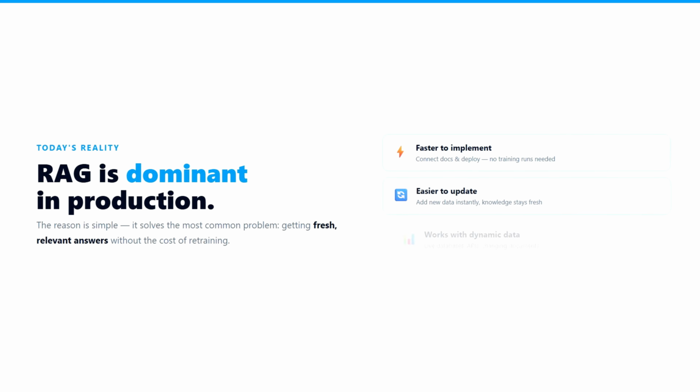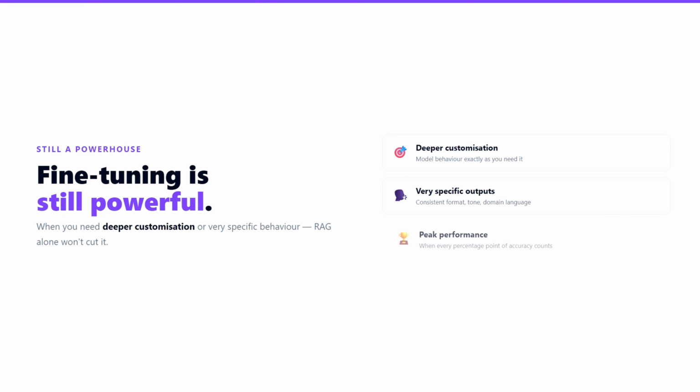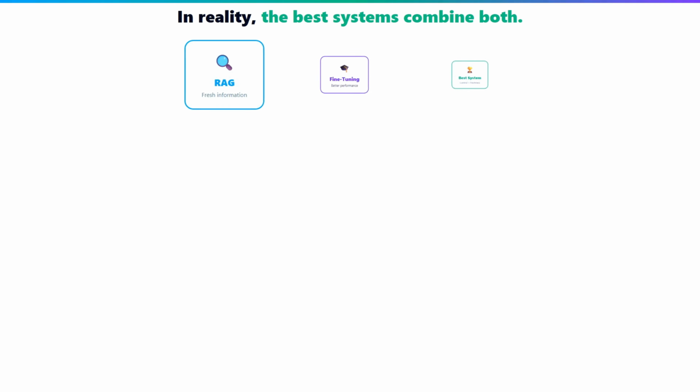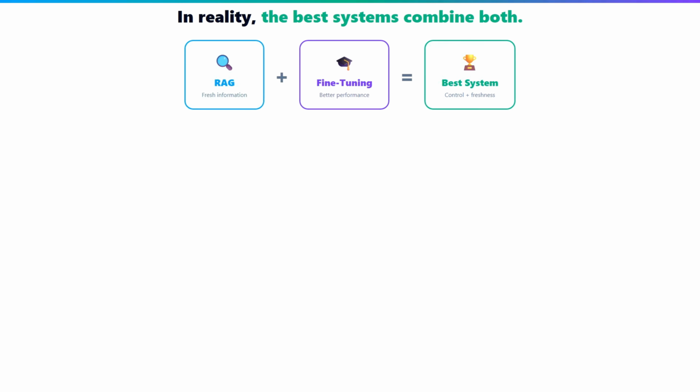So today RAG is used more in real-world applications, and the reason is simple. It's faster to implement, easier to update, and works well with dynamic data. Fine-tuning is still powerful, but it's typically used when you need deeper customization or very specific behavior.